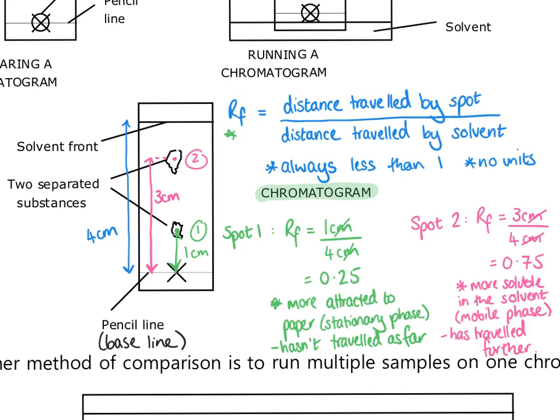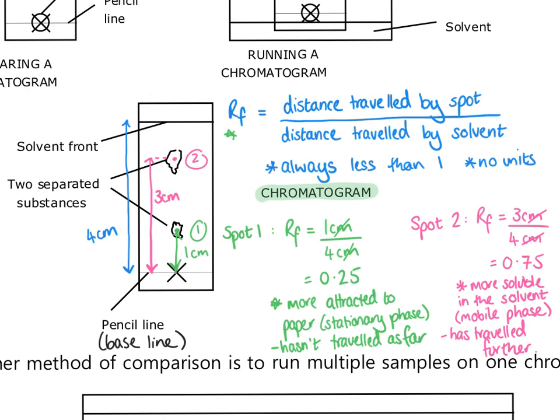How can I tell that? By simply looking at the diagram. Well, I can tell that because it's travelled further up the paper, and also it has the higher RF value. So the spot with the higher RF value will be more soluble in the mobile phase, which is the solvent. So from this diagram we can interpret a lot by how far the different spots have travelled up the paper.